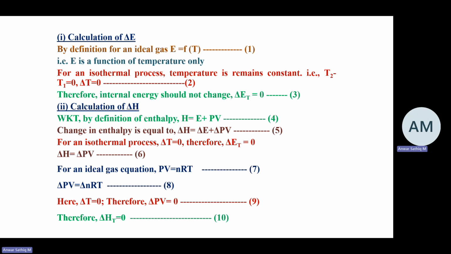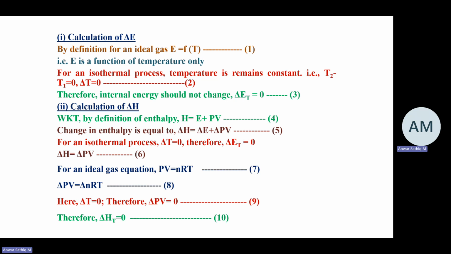Second, calculation of delta H. We know that by definition of enthalpy, H is equal to E plus PV, where H is enthalpy, E is internal energy, P is pressure, and V is volume. We know that H is a state function, therefore the above equation number 4 may also be written like this: delta H is equal to delta E plus delta PV. This is equation number 5.